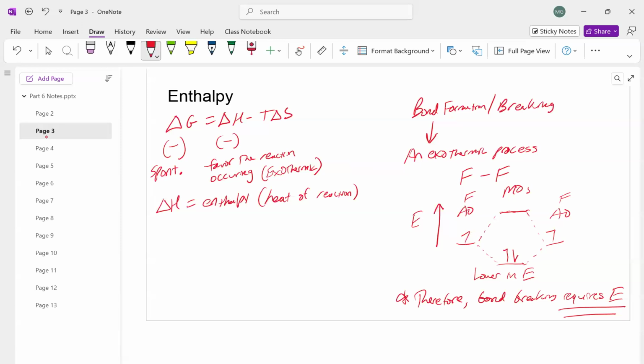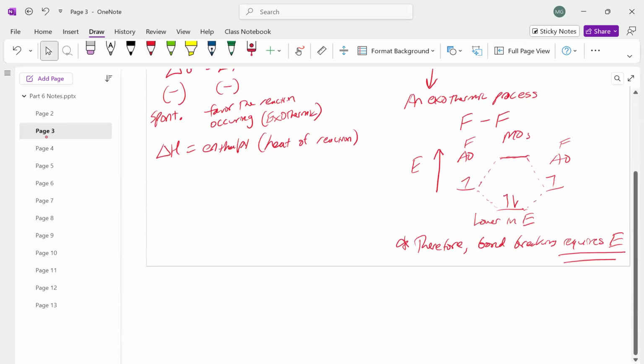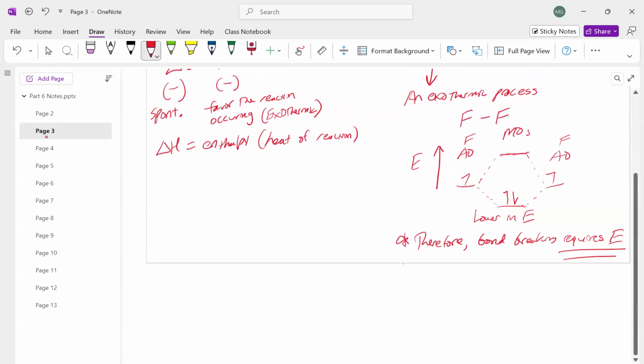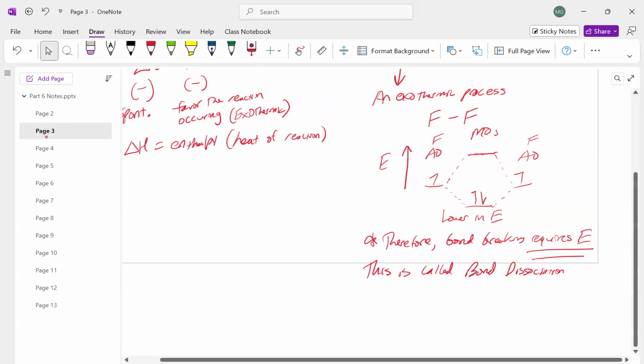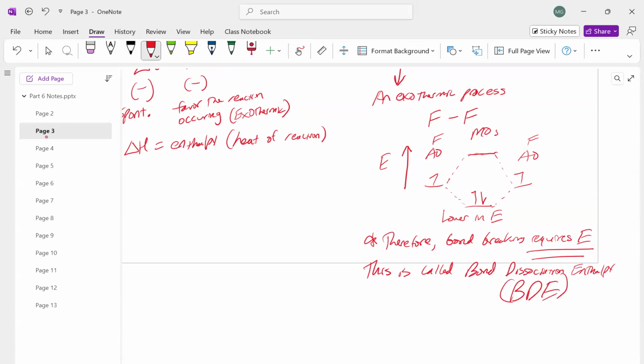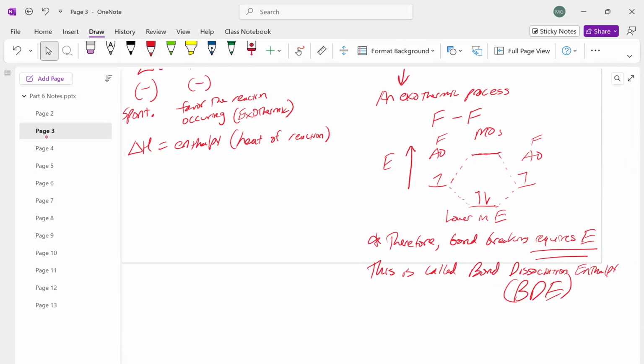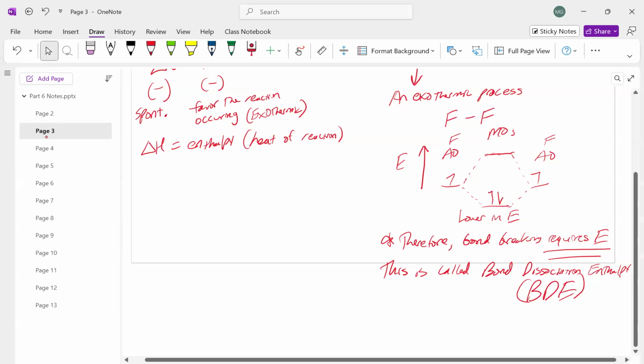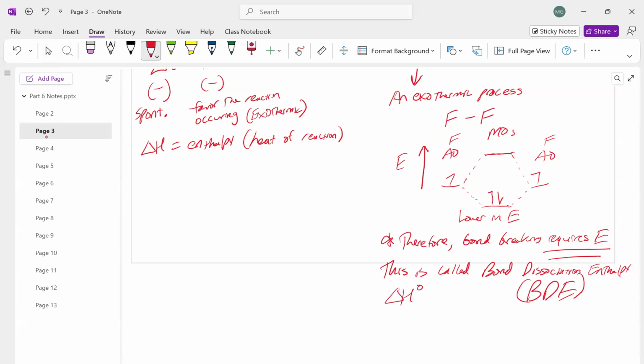That's an endothermic process. You have to put energy into the system in order to get a bond to break. And in general chemistry, you learn this is called bond dissociation enthalpy, or BDE is the acronym for that. And that's stuff you can look up. You just look up in the data tables, usually reported under standard conditions. You might remember the little circle there just means standard conditions.